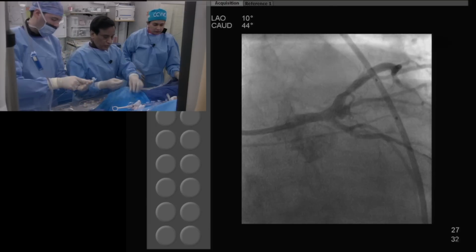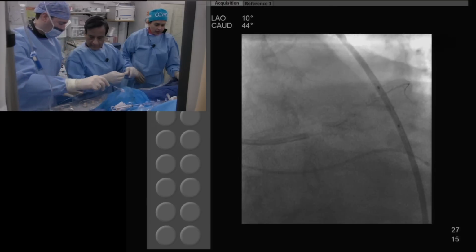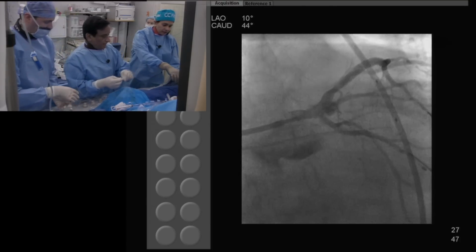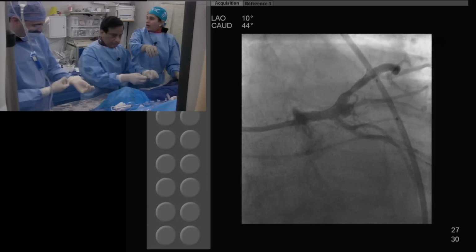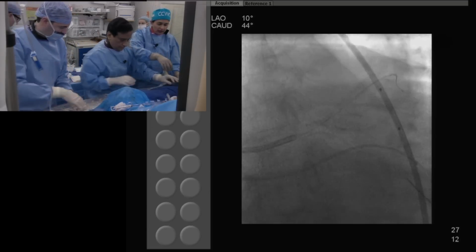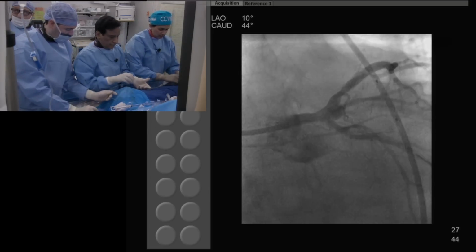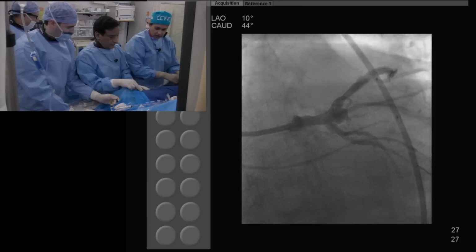NC Emerge. Hold the wire. Okay. Media, how much is it at the distal ostial LAD? Diameter.